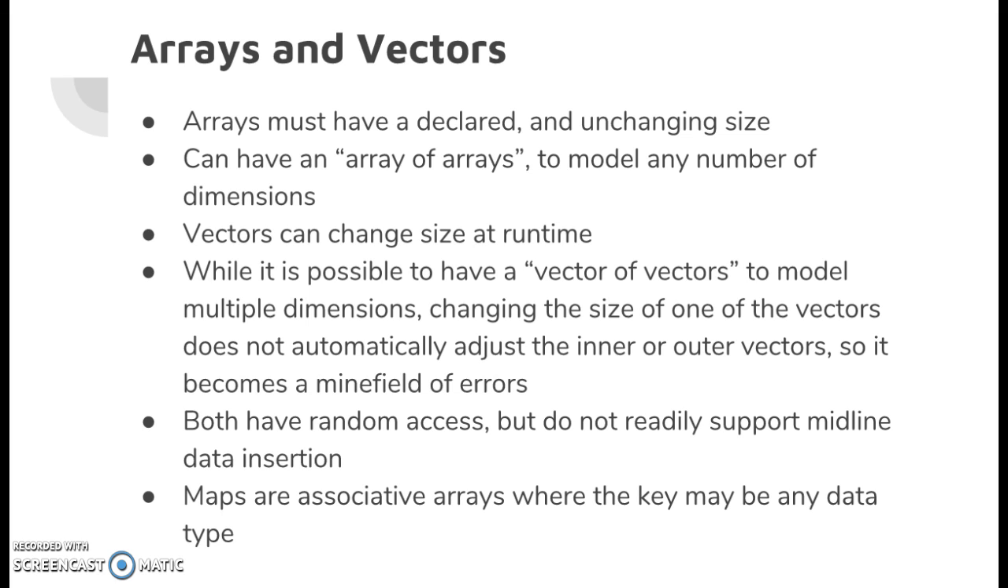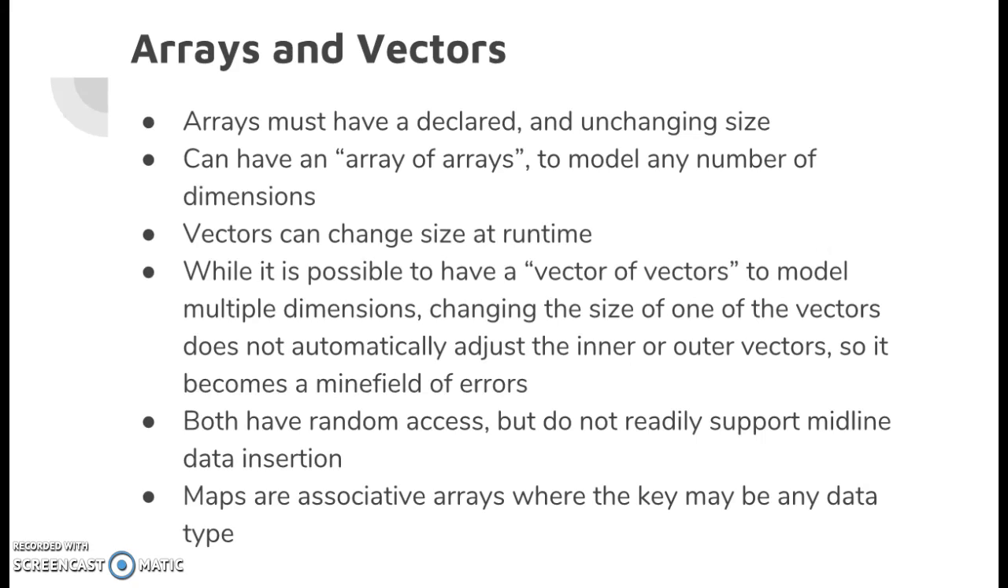The difference is that arrays have a declared and unchanging size, while vectors can change at runtime. Because arrays have a static size, you can have an array of arrays to model any number of dimensions without too many problems. Vectors, on the other hand, if your vector changes size, and you have a vector of vectors, you have to change the parent and child vectors. So that can introduce a lot of errors.